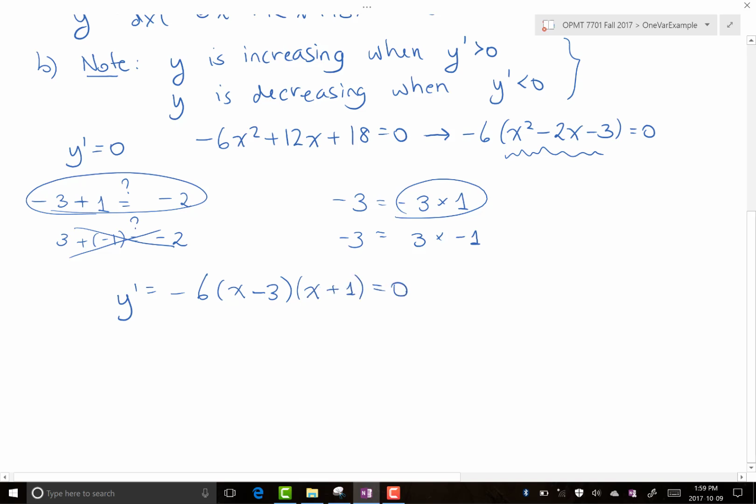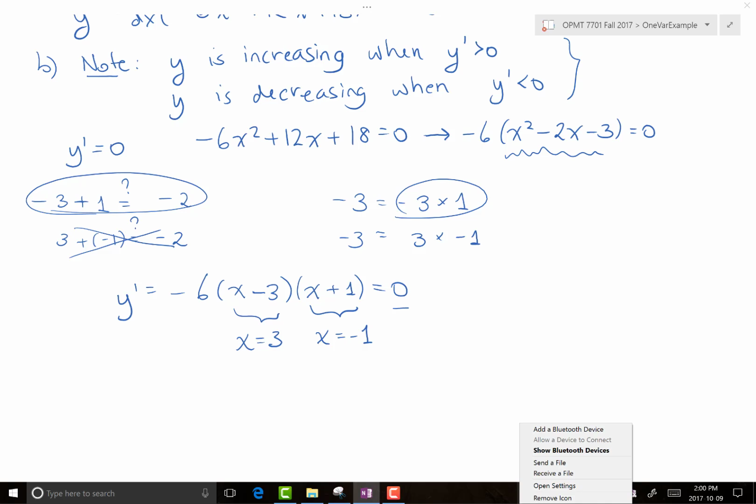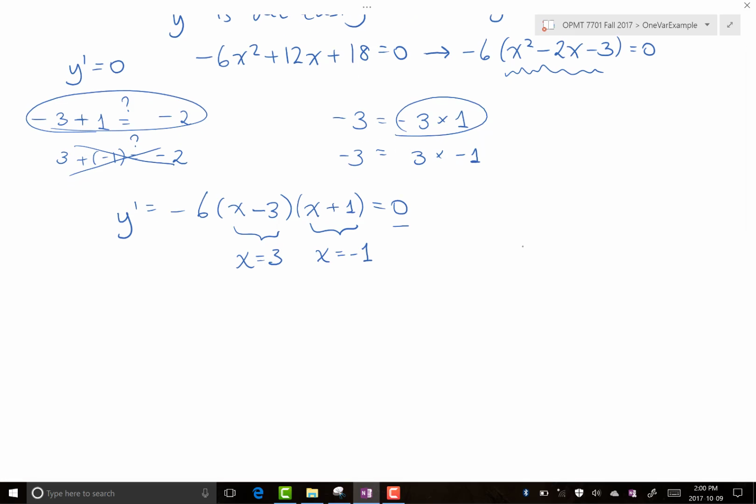Gorgeous. And now the next question is, when does it equal 0? That's what we really want to solve for. Well, then we change the signs here. So this first expression, x minus 3, is equal to 0 if x equals positive 3. So 3 minus 3 gives us 0. Next one, x plus 1 is equal to 0 when x equals negative 1, because again, minus 1 plus 1 will give us 0. We don't worry about the minus 6, it will never equal 0. So our two solutions are 3 and minus 1. So y prime equals 0 when x equals 3 or x equals minus 1.